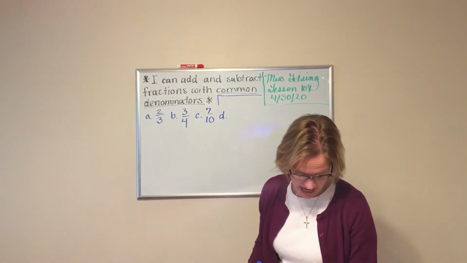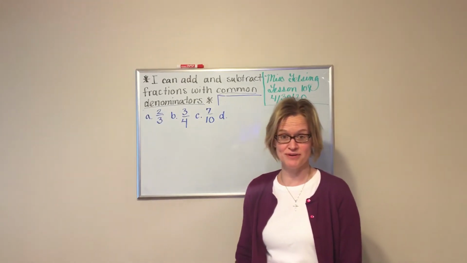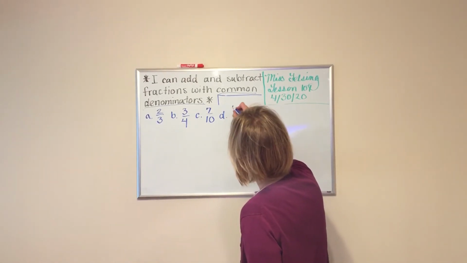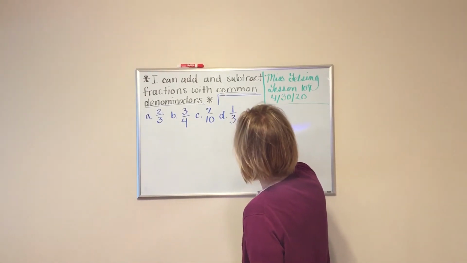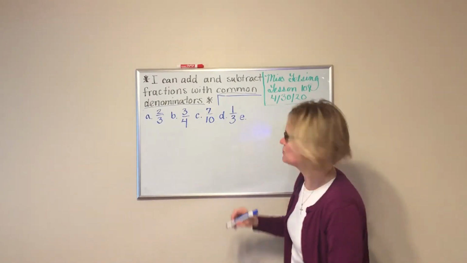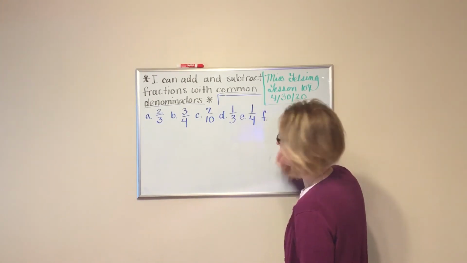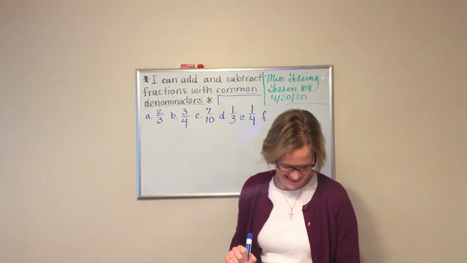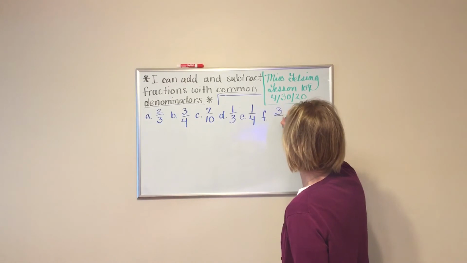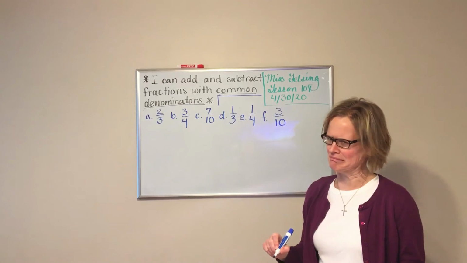So let's look at letter D. Now, make sure we take a look at the symbol. And it says minus, so 2/3 minus 1/3. So 2 minus 1 is 1. 1/3. E. 3 minus 2 is 1 over the common denominator, which is 4, 1/4. And letter F, 9 minus 6 is 3. The denominator stays the same, which is 10. Hope you're understanding. It's not too hard. Once you get it, piece of cake.